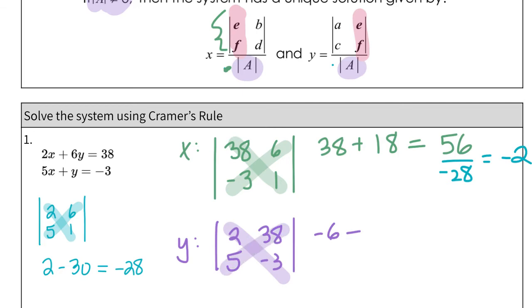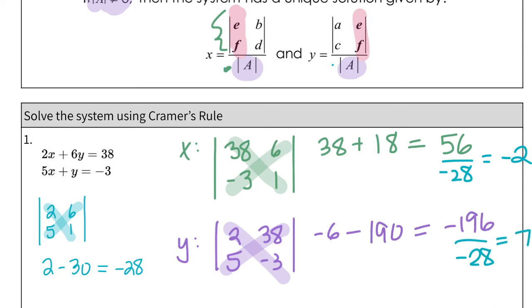I'm not too sure. Let me grab my calculator. That gives me 190. So negative 6 minus 190 is negative 196. And again, we're not done quite yet. We need to divide by negative 28. And when we do that, we get 7.